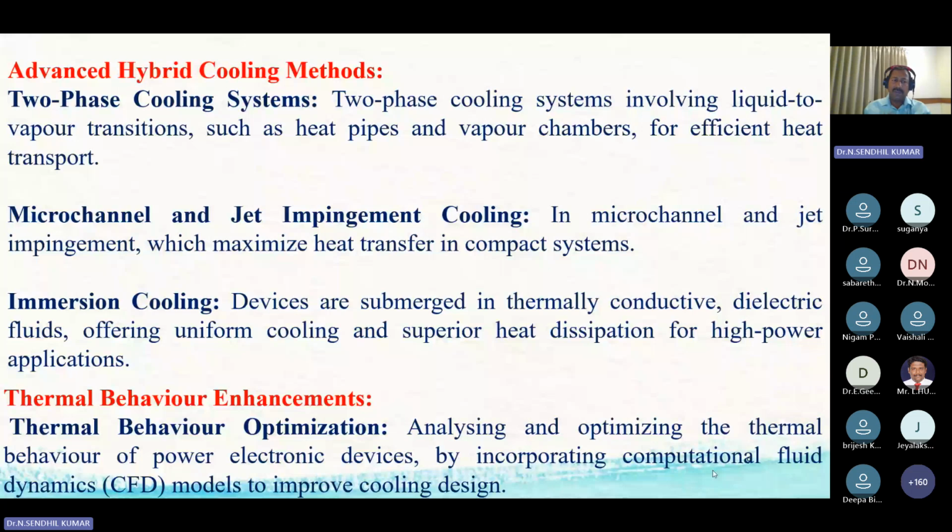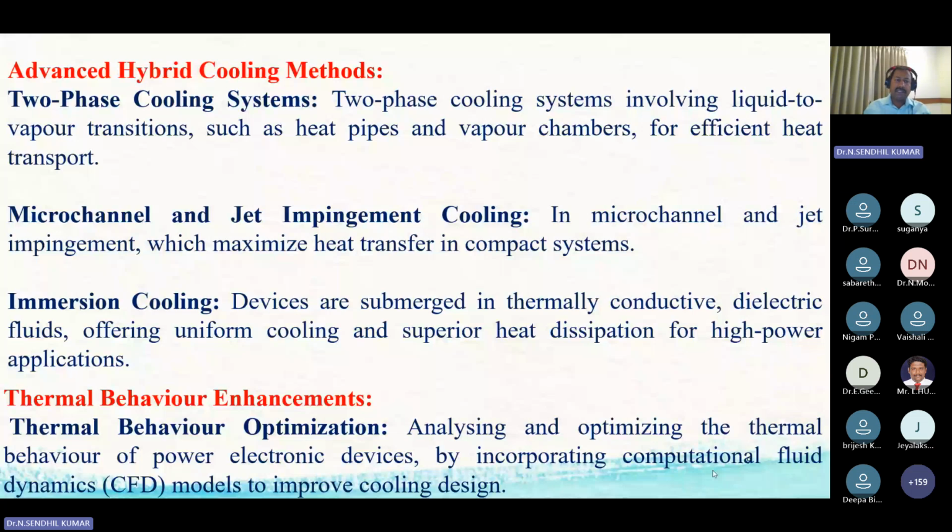In micro channel, the channel is in micro size. In that we have to force the fluid to flow through this micro channel, so that it takes the heat. It will take a large amount of heat from the heat sources, and then deliver it to other places. So the maximum amount of heat transfer will be taking place.